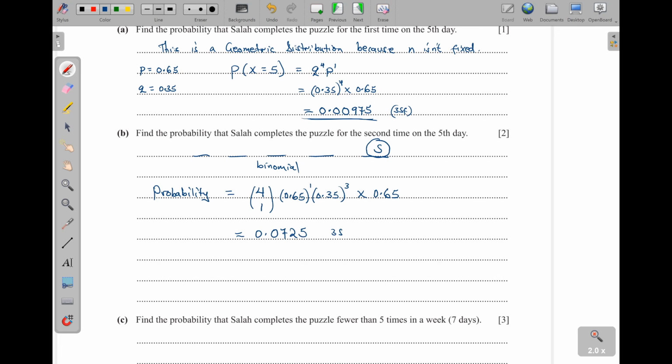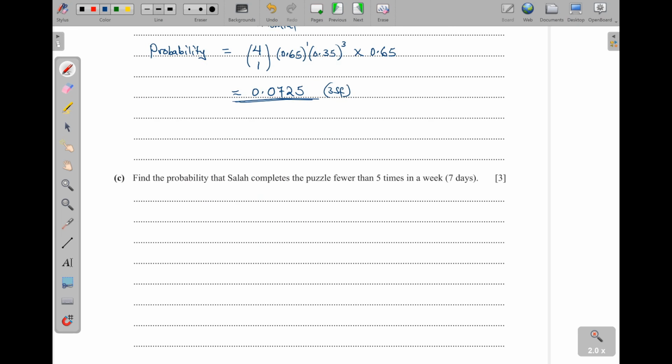0.0725, 3 significant figures. That is that. Then part C, find the probability that Salah completes the puzzle fewer than 5 times in a week. Now the number of times this one is done is known, so this becomes a binomial. Since n is known or fixed, this is a binomial distribution.